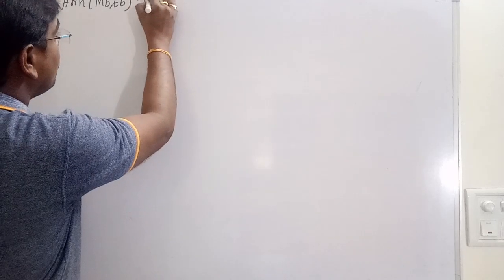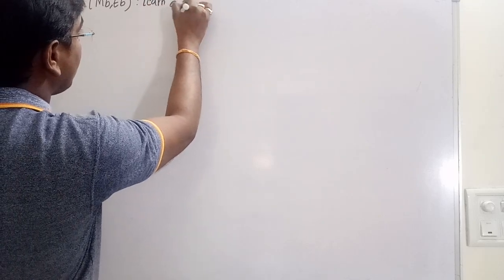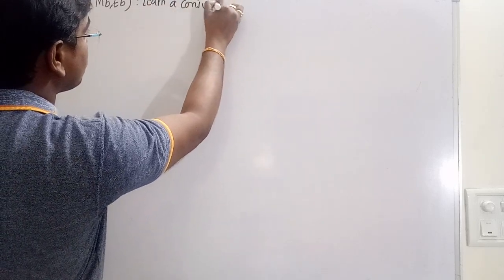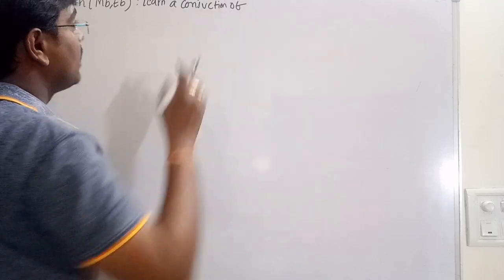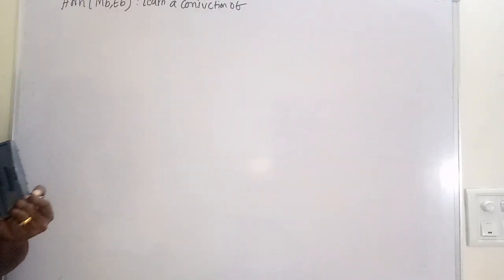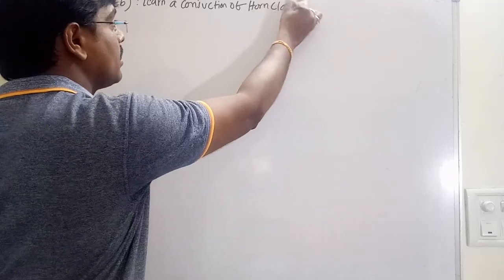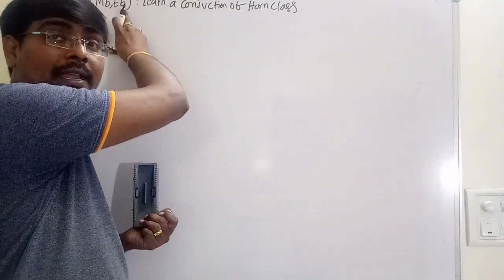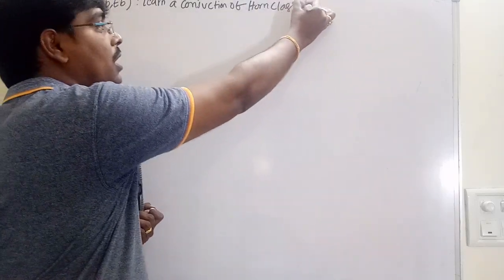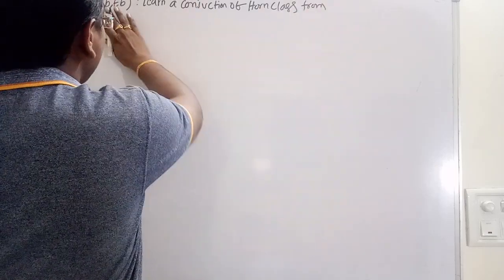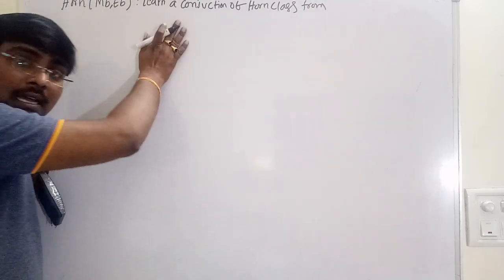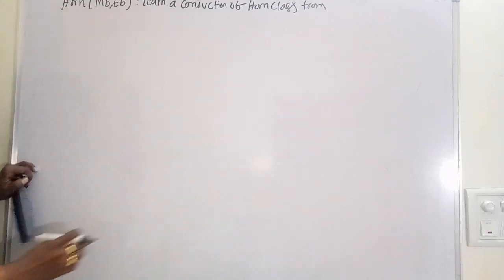Then what will we do? Learn a conjunction of Horn class from membership and equivalence queries. This is the algorithm. Now I will write the algorithm.